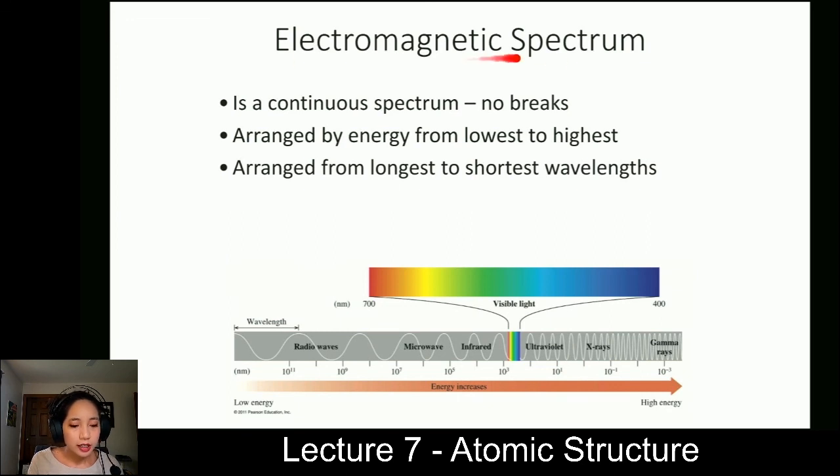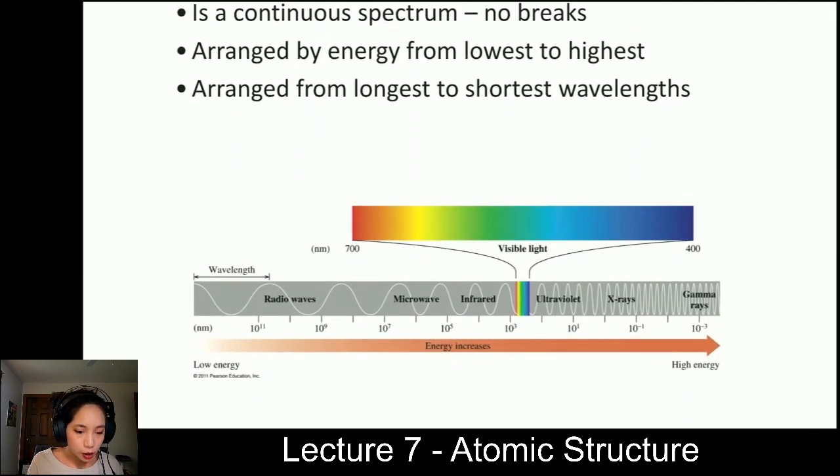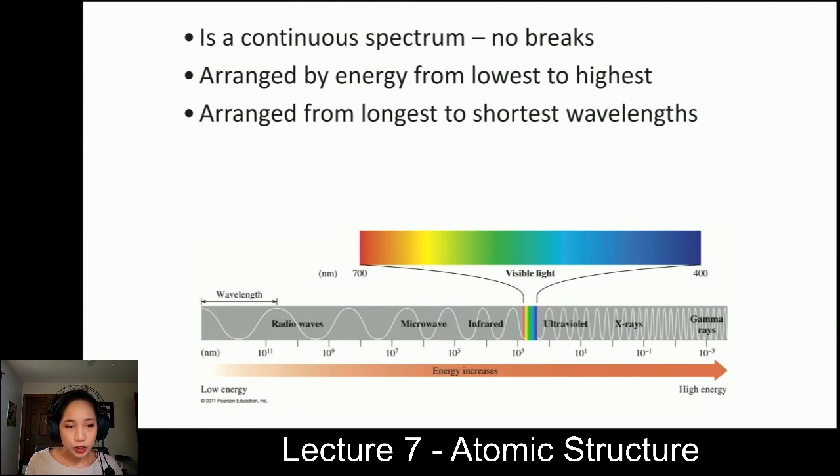So we can list all of those different types of electromagnetic radiation through the electromagnetic spectrum. This spectrum is a continuous spectrum. There are no breaks in it, although we categorize the different types of waves with different names like radio waves, microwaves, visible light. There are no breaks. It's just continuous. These waves are arranged by energy.